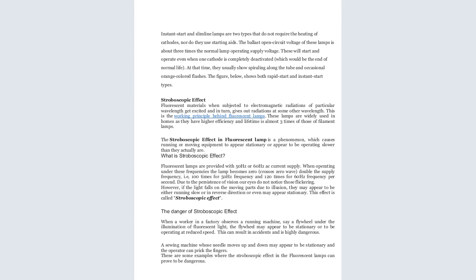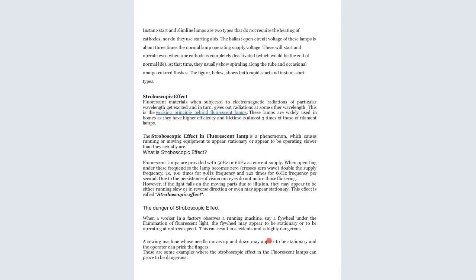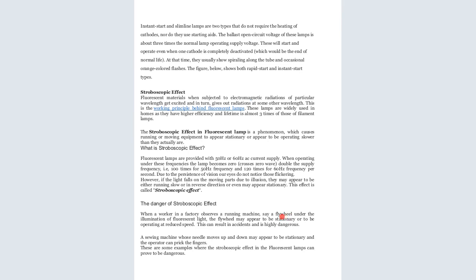There's the stroboscopic effect. We learned about this some time back. This is normally in the fluorescent materials. That is, fluorescent materials, when subjected to electromagnetic radiation of a particular wavelength, get excited and in turn give out radiation at some other wavelength. This is the working principle behind the fluorescent lamp. These lamps are widely used in homes, and they have high efficiency and a lifetime almost 3 times that of filament lamps.